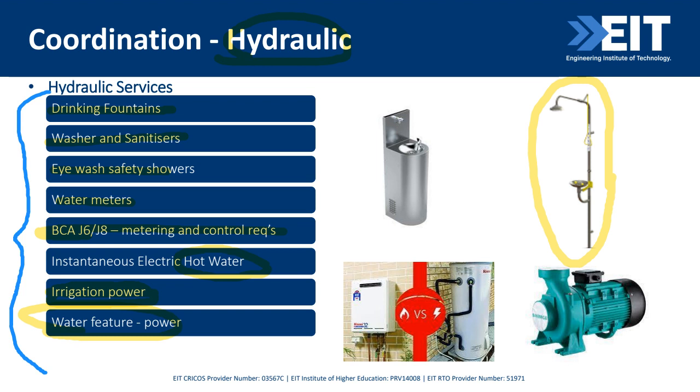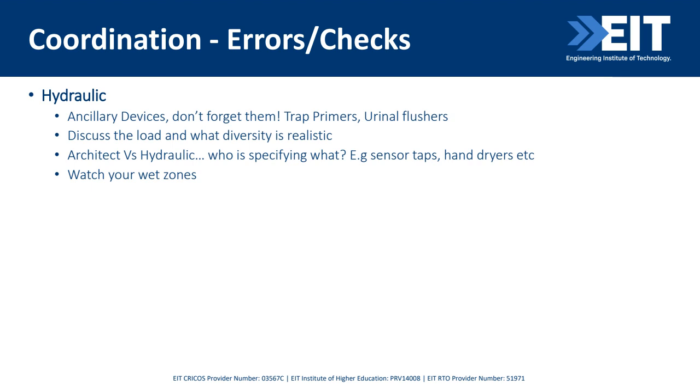So tricks and traps. Don't forget all the random devices that could be by hydraulic, including trap primers and urinal flushes and all of those things. We need to know what the load and the diversity is, because a lot of the time hydraulic equipment isn't used all the time. So irrigation, for example, could be used once a week.